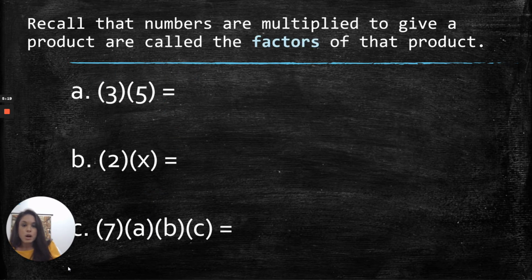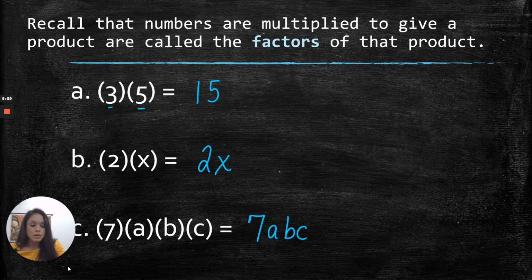Recall that numbers are multiplied to give a product, and the numbers multiplied are called the factors of that product. So when we multiply 3 times 5, we get 15, and the factors of 15 are 3 and 5. When we multiply 2 times x, we get 2x. The factors of 2x are 2 and x. So if we multiply 7 times A times B times C, our product is now 7ABC. This is the result of all of these factors being multiplied.